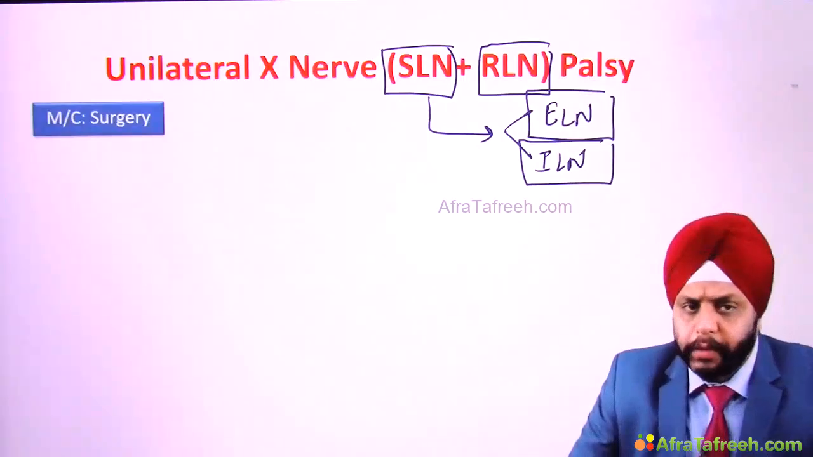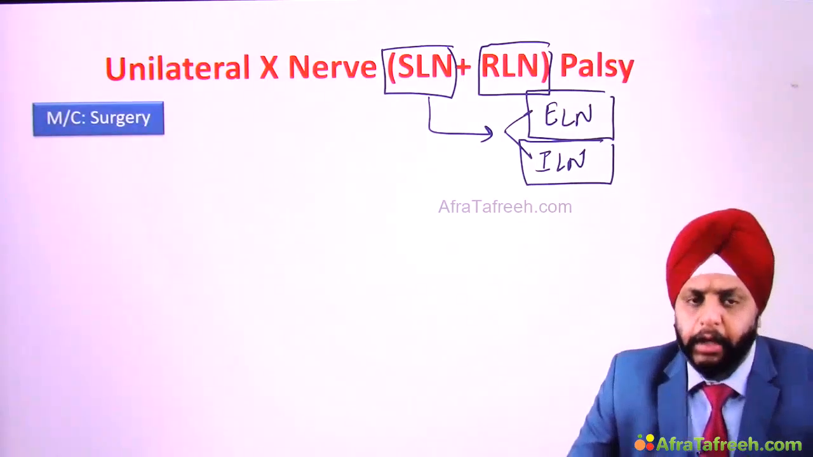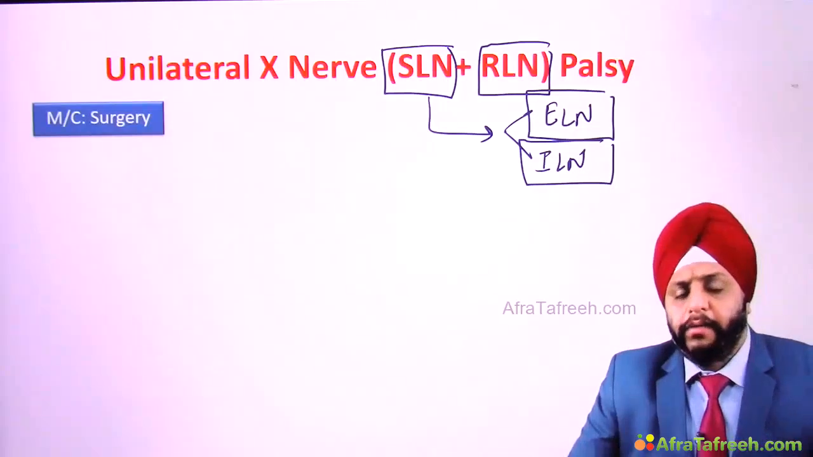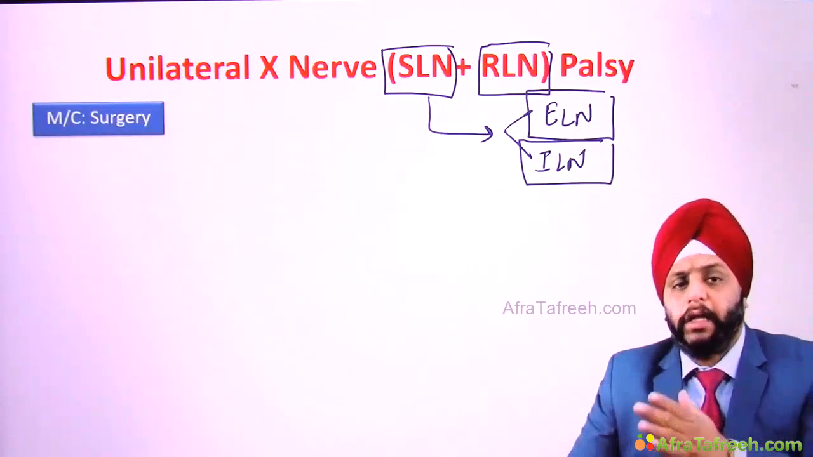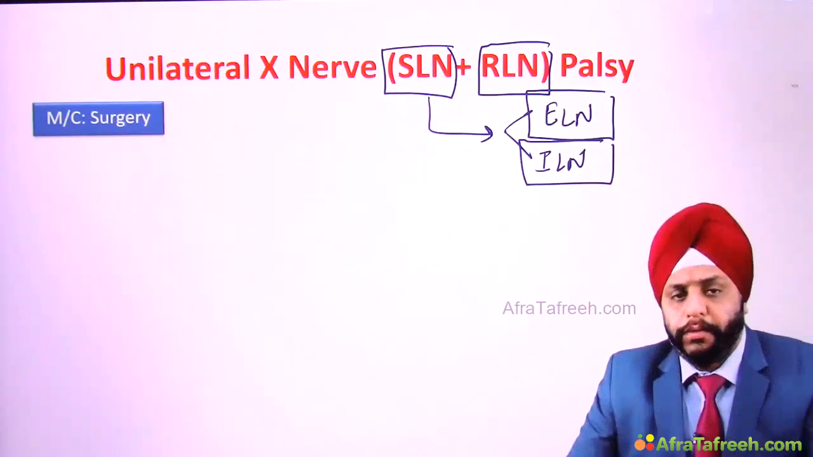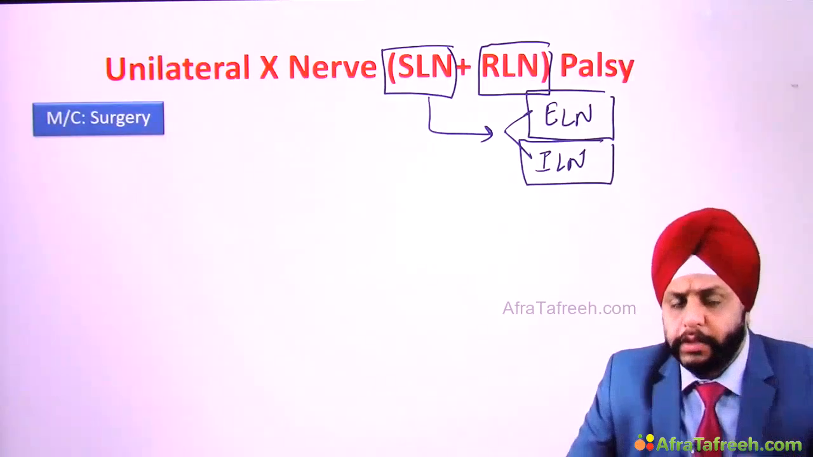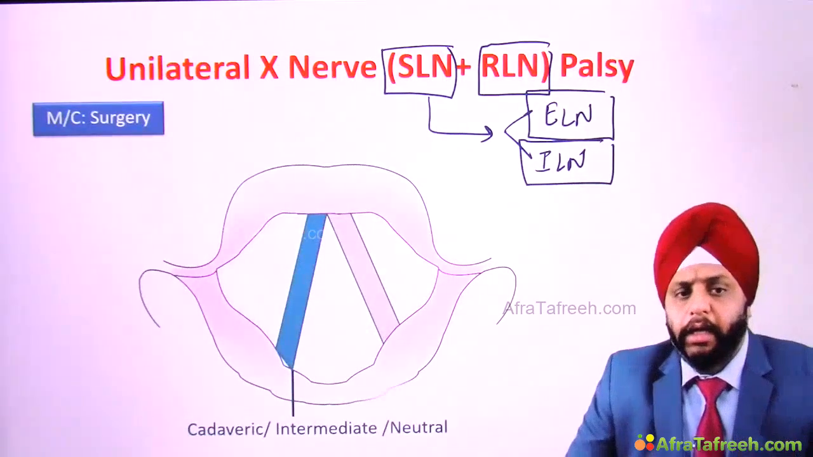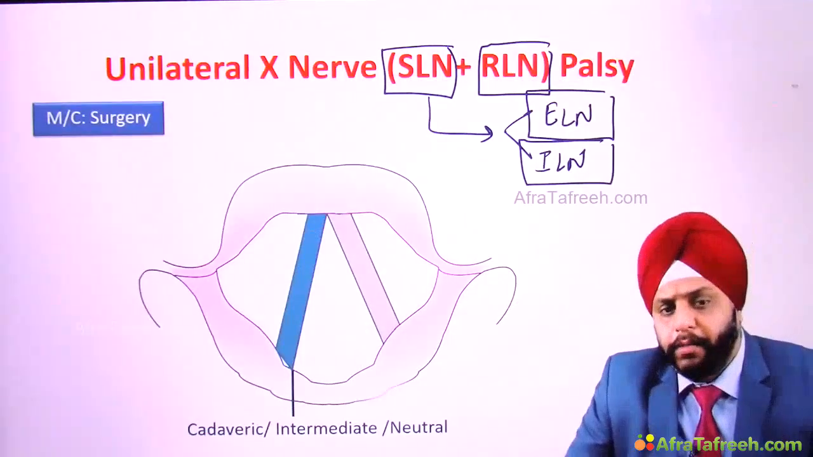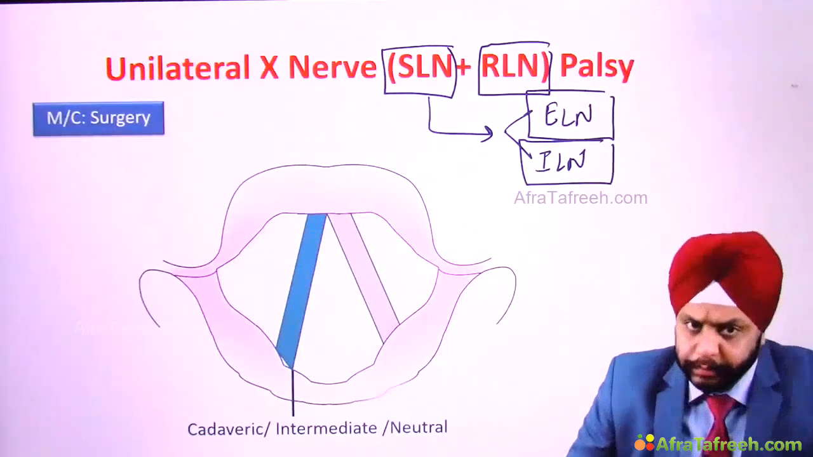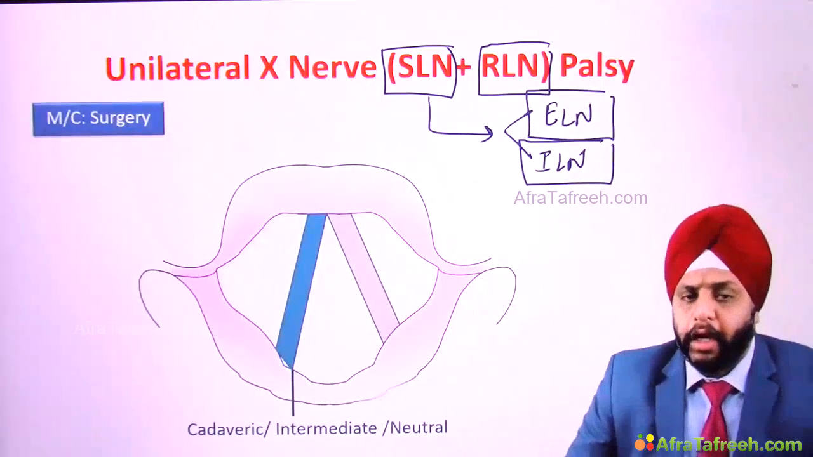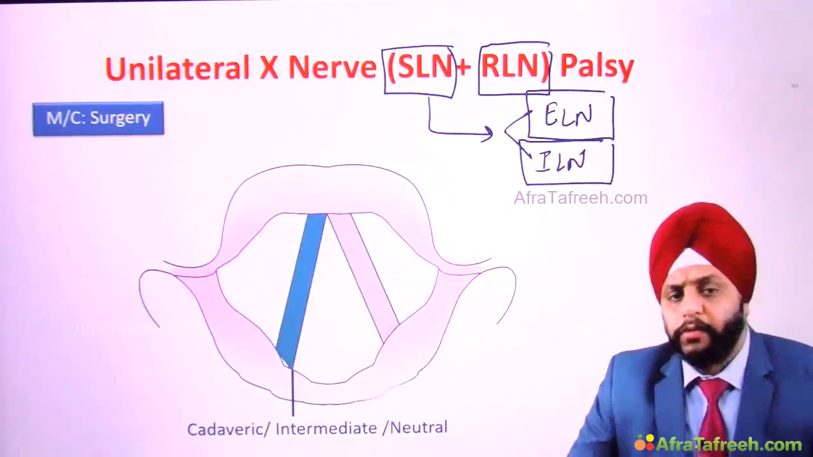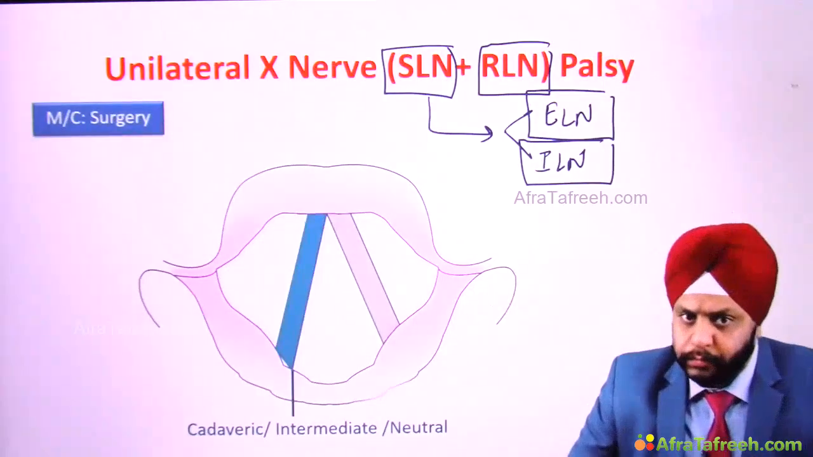Now, what happens if there's a 10th nerve palsy? If there's a 10th nerve palsy, that means the adduction as well as the abduction, both are gone. Both the actions on one side are gone, right? So that means the vocal fold will lie in the cadaveric or intermediate or neutral position. There is no adduction, no abduction, right?